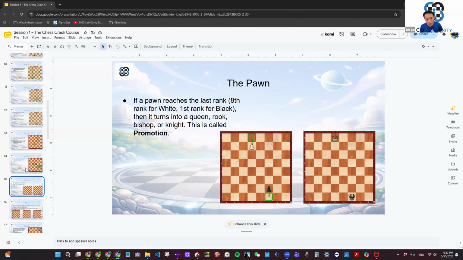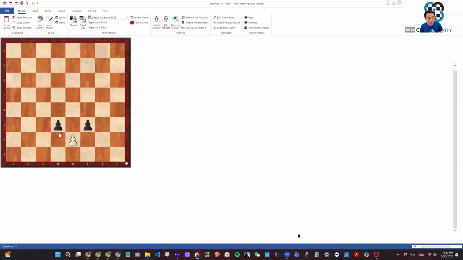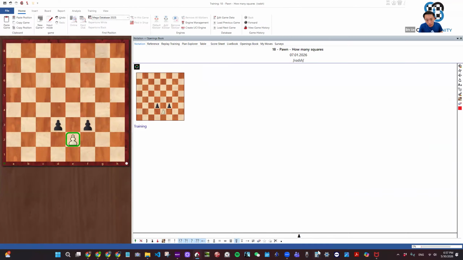Let's do a couple examples. We have a white pawn on e2. How many different squares can this pawn go to? How many different options? So the white pawn is on its starting square. Okay, there are four options. Let's look at this.